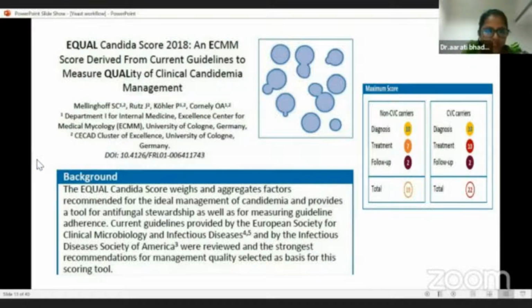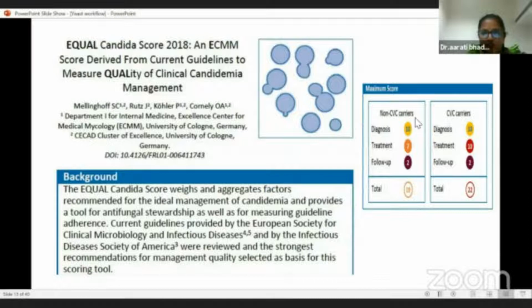In this, actually, the EQUAL Candida score weighs and aggregates the factors recommended for the ideal management of candidemia and provides a tool for antifungal stewardship as well as for measuring guideline adherence. Current guidelines provided by the European Society for Clinical Microbiology and Infectious Diseases and by the Infectious Diseases Society of America were reviewed, and the strongest recommendations for management were selected as the basis for the scoring.